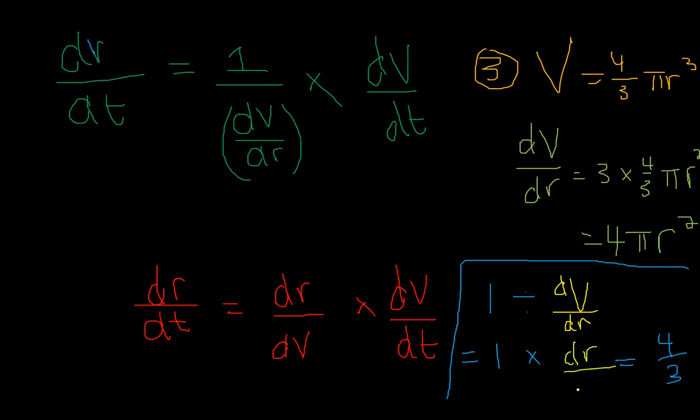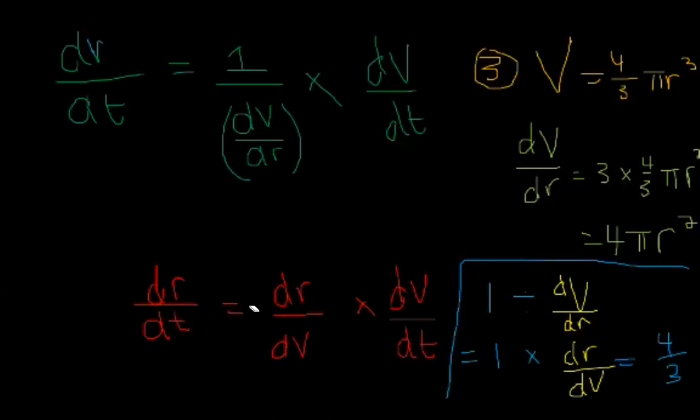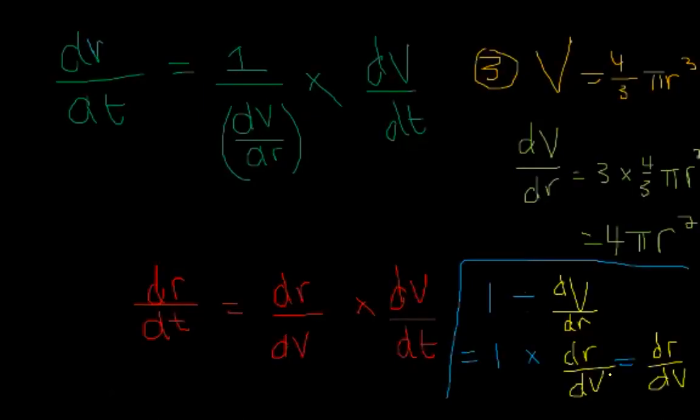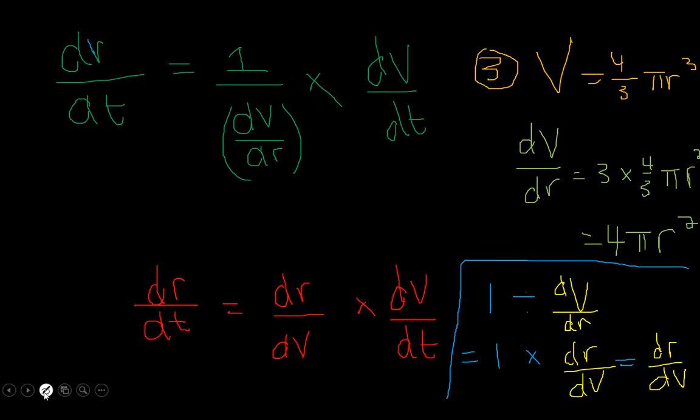And what's 1 multiplied by anything? It's still the same answer. Yeah, so this would be dr and dv. That's why I can say 1 divided by dv on dr. So this is just another way of writing it. It's the same as saying dr and dv. Do you understand now? Yes, please. Nice.